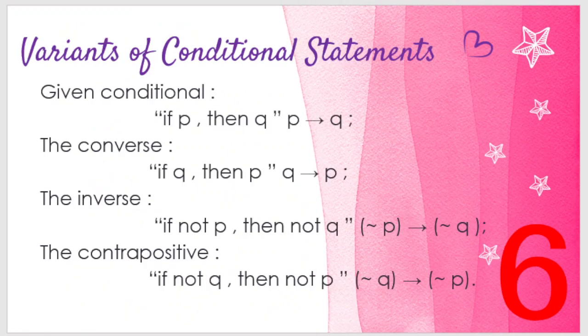So we also have here the variants of the conditional statement. Given the conditional, if P then Q, so we have here P implies Q. For the converse, we have if Q then P, so the symbolic form is Q implies P. For the inverse, we have if not P, then not Q, so the symbolic form will be not P implies not Q. For the contrapositive, if not Q, then not P. The symbolic form will be not Q implies not P.